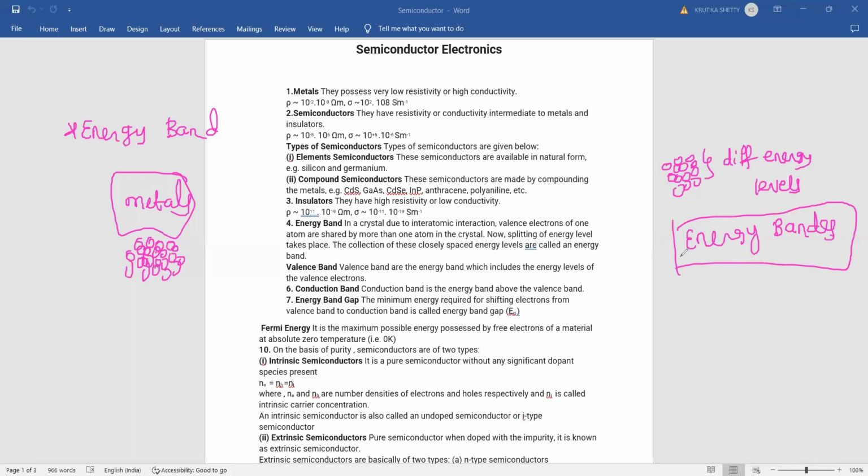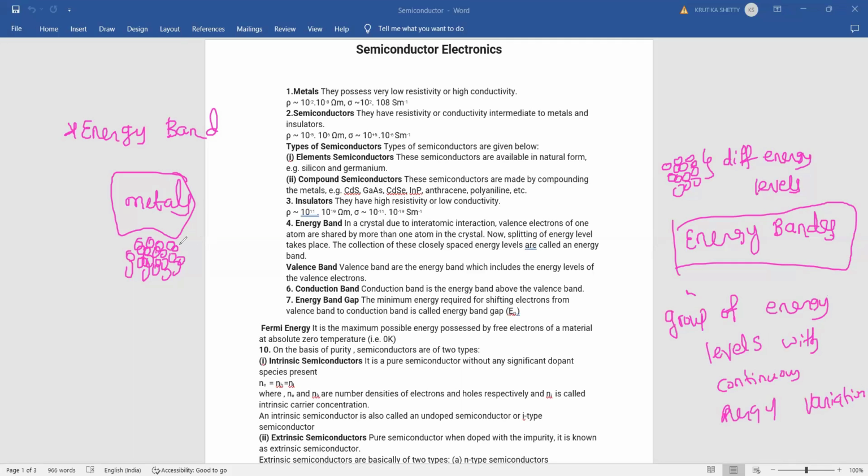So how can you define the energy band? We can define the energy band as the group of energy levels with continuous energy variation. In short, it is the group of energy levels with continuous energy variation, which gives you the energy band.